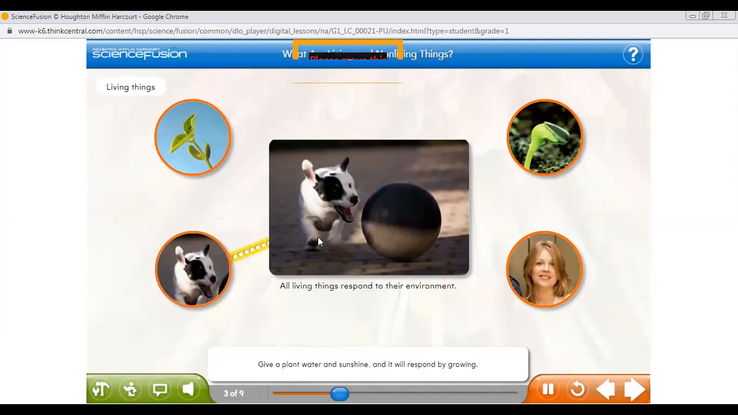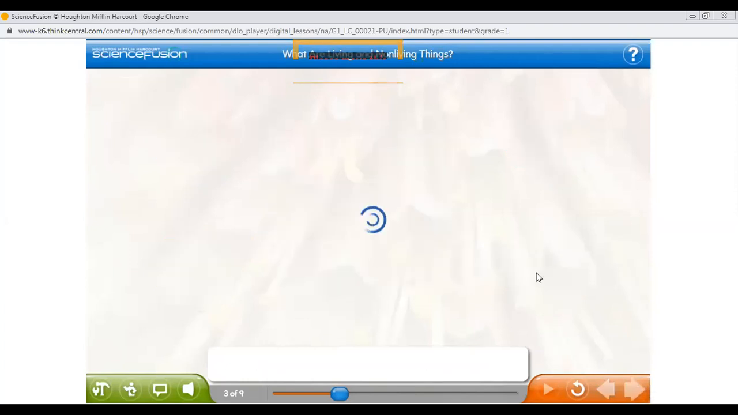So how do animals and plants respond? Here in the picture you can see a dog. When you throw a ball to it, it responds, it becomes happy and it moves towards the ball. In the same way, plants also respond to the environment. When you give them water and sunlight, they start growing. So this is how they respond to the environment, and also they change, they grow, and they reproduce. These are the features of all living things.